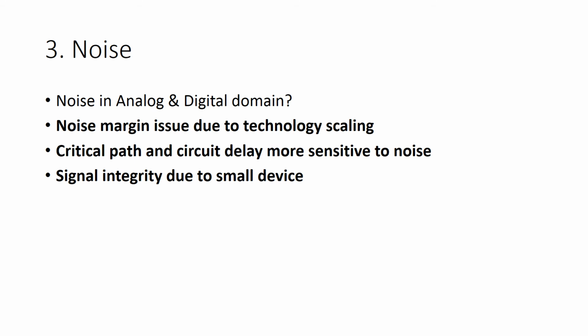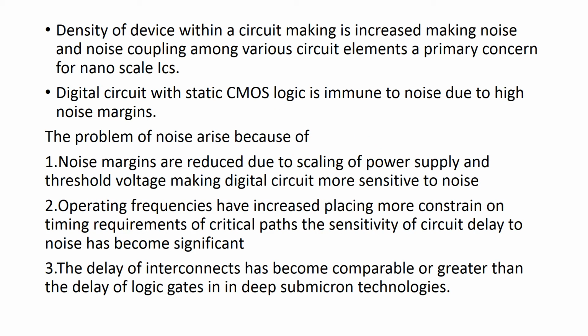So the third important criterion is noise. What is noise? Whenever a signal is traveling through the interconnect, it is affected by noise. So noise exists in both the analog and digital domains. Noise margin issues arise due to technology scaling, and the critical path and critical circuit delay become more sensitive to noise. So signal integrity suffers due to small devices. That will be discussed in detail, how noise is related to interconnect design.